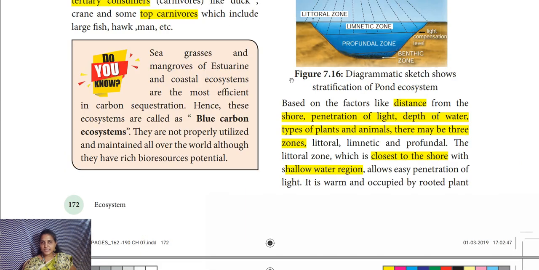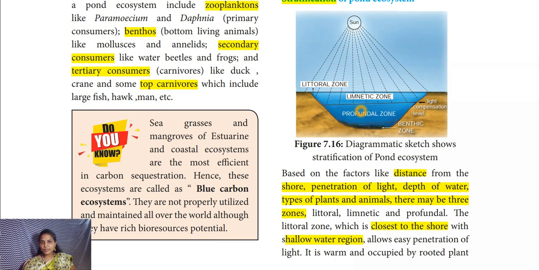After this, the next level is the deeper one, the profundal zone. This is next to the limnetic zone. In this profundal zone there is no chance for the entry of sunlight because it is deeper. Organisms need sunlight for survival, so we see organisms only as far as the sunlight penetrates. Afterwards we can't see organisms, because that is not a suitable zone for their survival. So there is no sunlight in this profundal region.